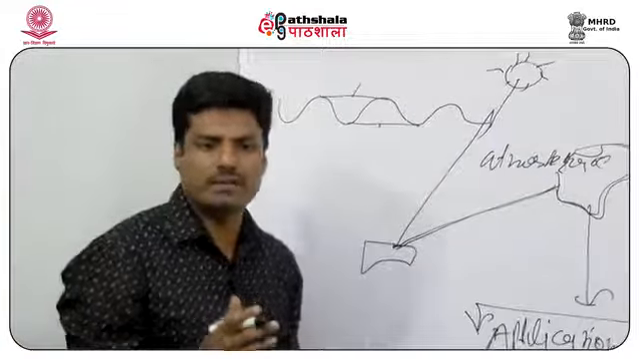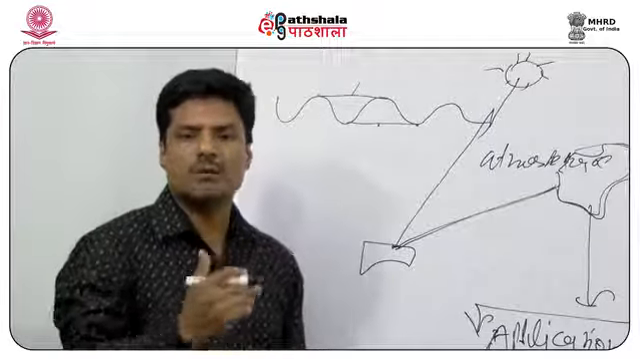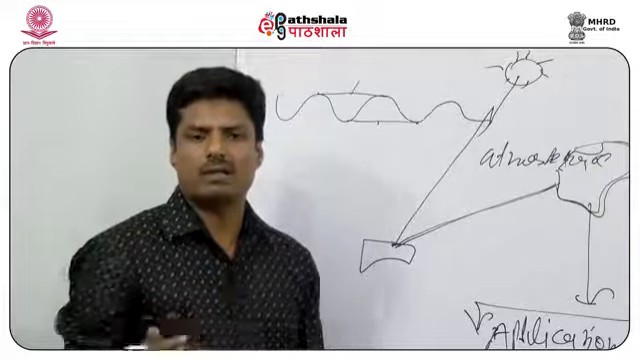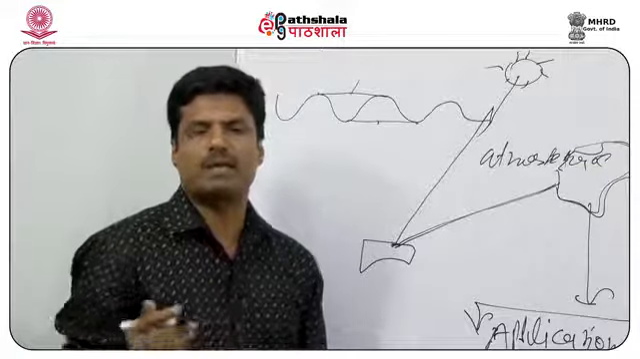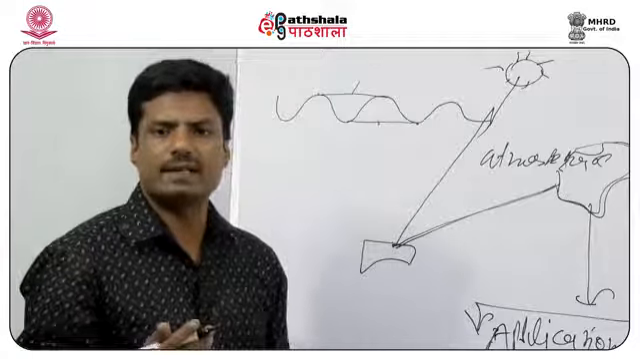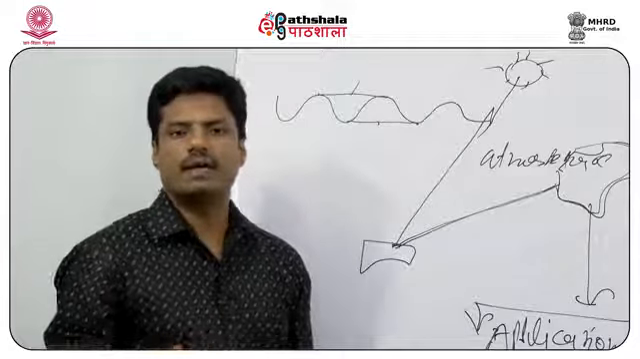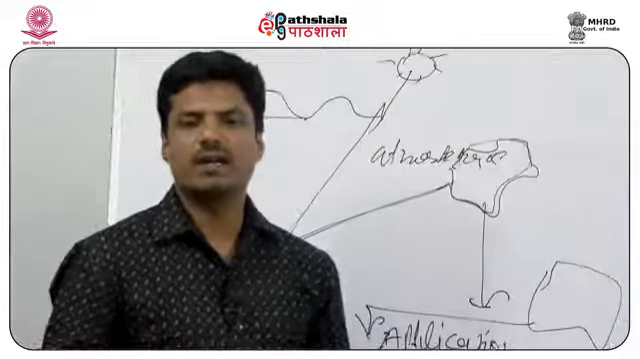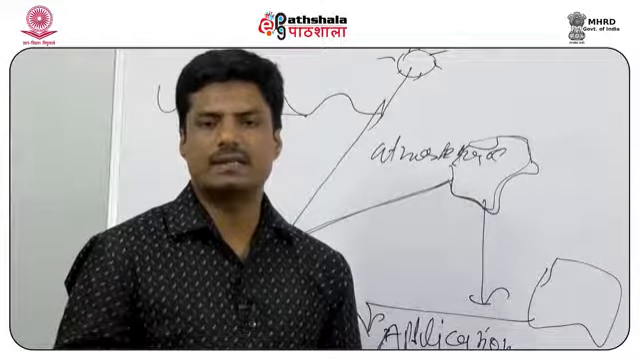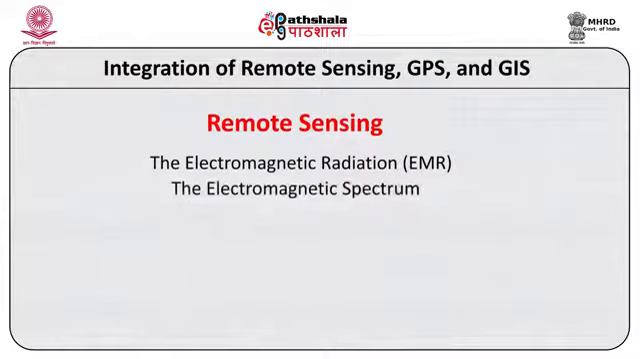Wave frequency is the number of waves passing through a particular point in a particular period of time. As I told you, there is an inverse relationship between wavelength and wave frequency. The second important thing which I would like to explain about remote sensing is the electromagnetic spectrum.